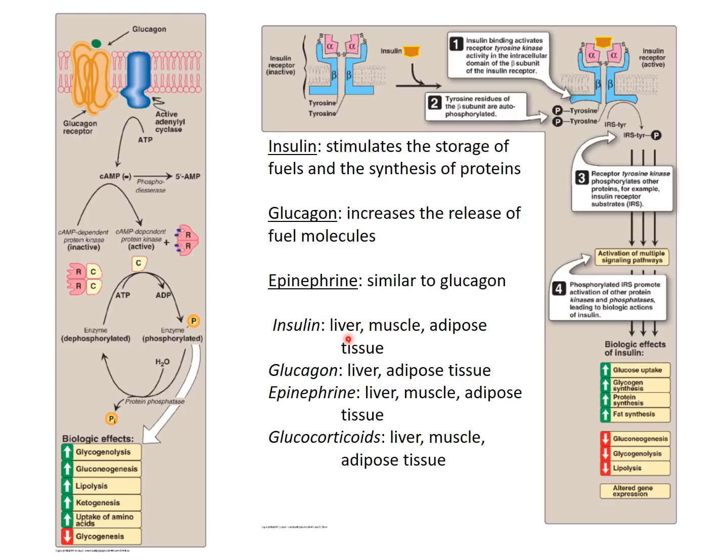So insulin is sending the signal to liver, muscle, and adipose tissue or cells. Glucagon is liver and adipose. Muscle is not sensitive to glucagon. Epinephrine, however, will send a signal, this is the stress signal, to liver, muscle, and adipose. Glucocorticoids also act on all 3 cell types, but mainly will act on liver in aiding glucose production.